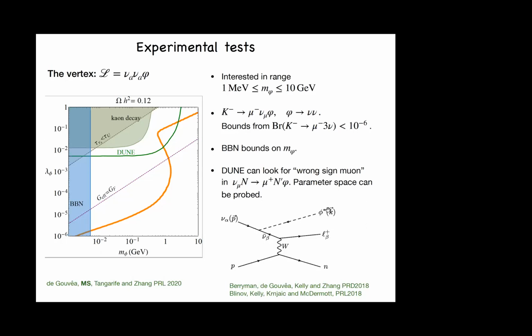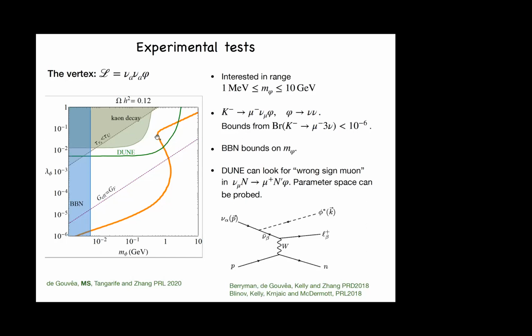And for low mass phi, you can actually get a large amount of missing PT, like missing transverse momentum, if these phi's are emitted. And this immediately can be used to put bounds on this parameter space. So DUNE in principle can probe this entire region of parameter space through these kinds of processes. This is calculated in more detail in these couple of papers.